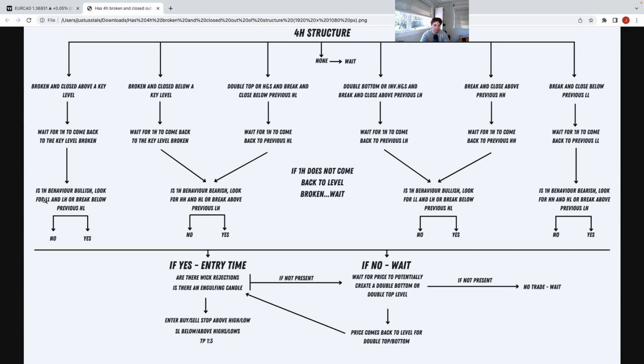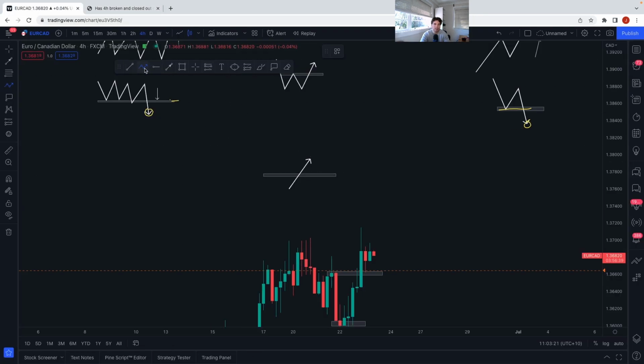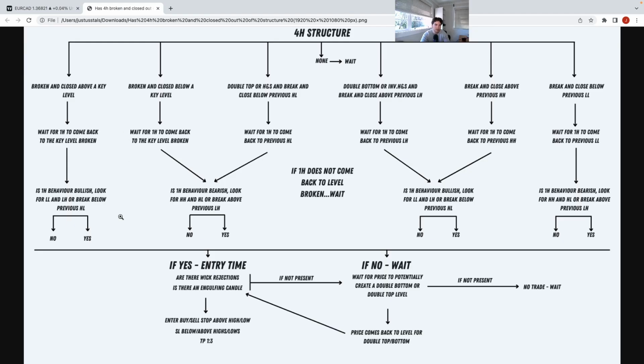And we need to look for lower lows and lower highs, or a break below a previous high low. If any of that is present, the behavior is not bullish, it's bearish, and we then need to move here to wait for double tops. What I mean by that is price is either going to come down to this level straight away with just a couple of bearish candles.